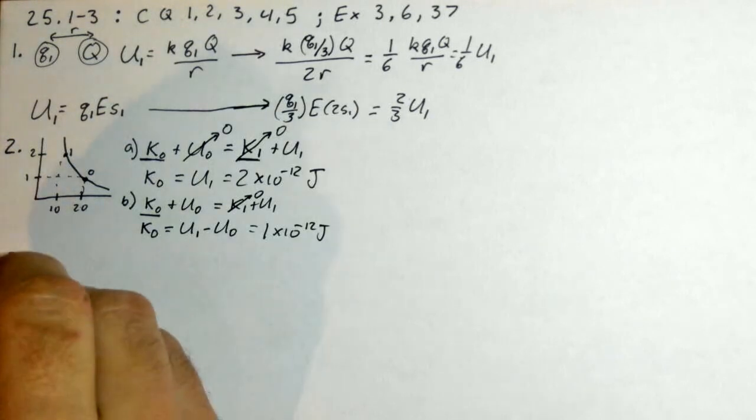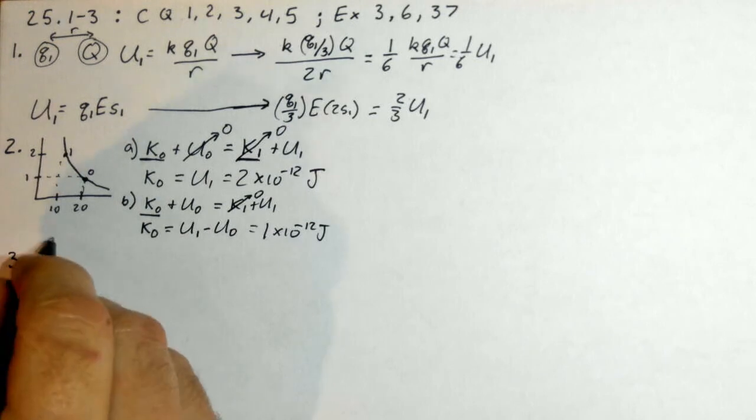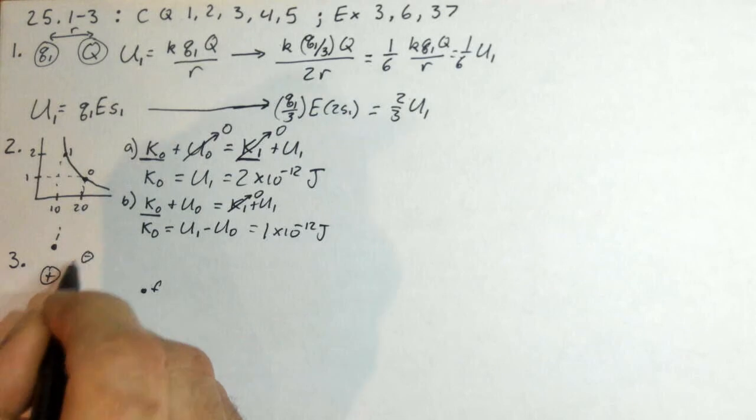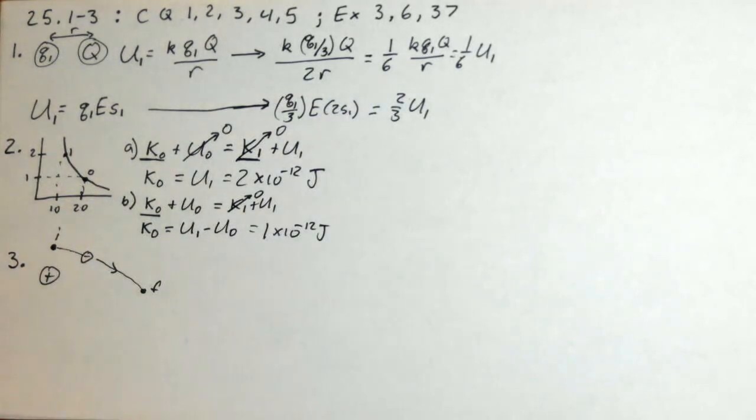Okay, now that you're back, here's our positive charge. Here's the initial position, final position. Here's our electron, and it's going from the initial to final position. Okay. And part A says, does the electric potential energy increase, decrease, or stay the same as this electron moves from the initial to final position?